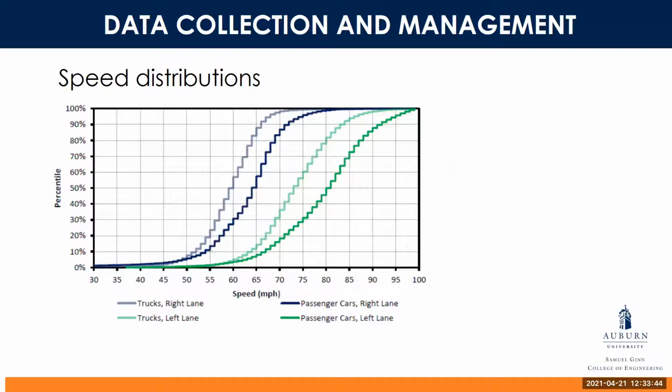So we can see the speed distribution for faster cars differs a bit from the trucks. And then we have trucks in the left lane in the light green, and then passenger cars in the left lane in the deeper green. And again, the passenger car speed distribution is a little higher, a little faster than it is for trucks. And certainly the left lane is higher than the right lane. And that's all within, I think, what we would typically expect.